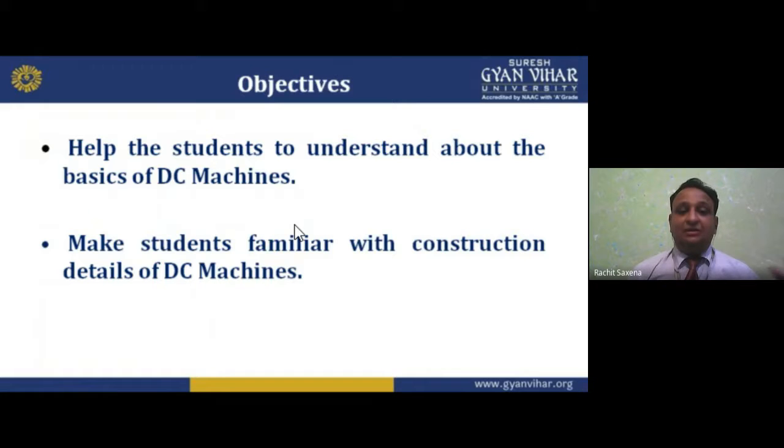Then, make the student familiar with the construction details of a DC machine. Construction details means how we can construct a DC machine, what the important parts in a DC machine are, and how it works. How the parts of construction are important and how they play an important role in a DC machine. Later on we will talk about this construction. So this is about the objectives.